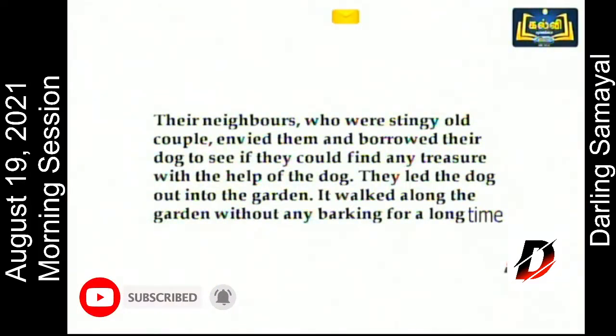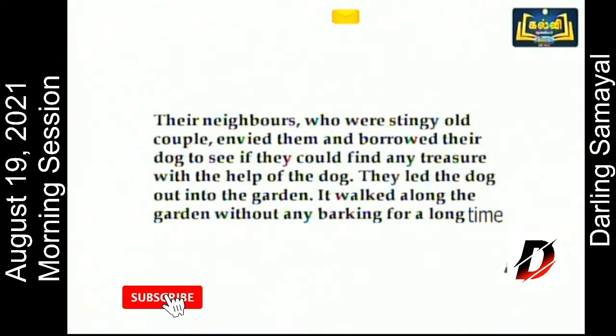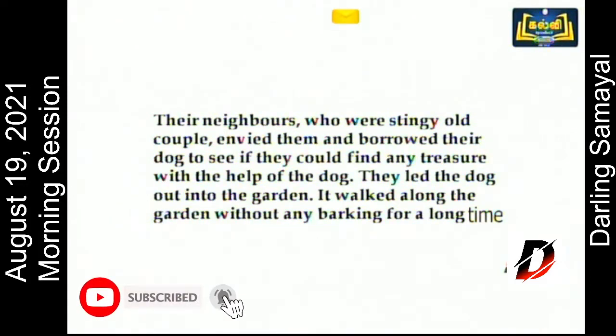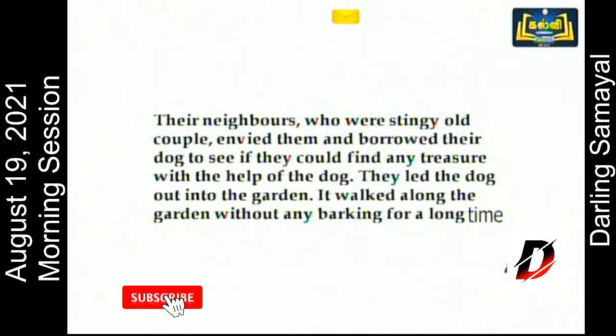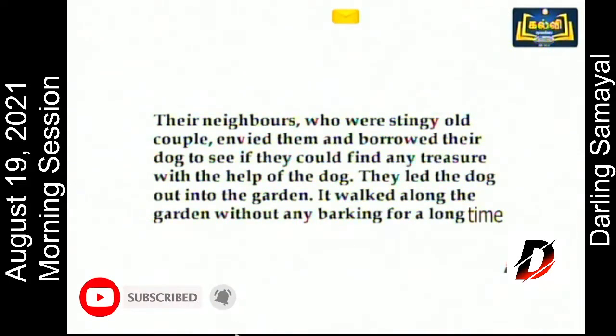Their neighbors, a stingy old couple, invited them and borrowed their dog to see if they could find any treasure with the help of the dog. Exactly nearby the old couple's house, there lived a wicked old couple. By seeing the dog's deed, they borrowed the dog from the good old couple. So the old man gave the dog to the wicked old couple. They led the dog out in the garden.